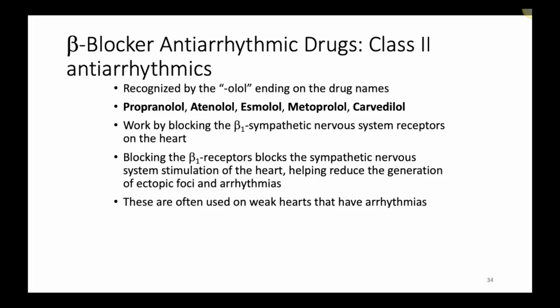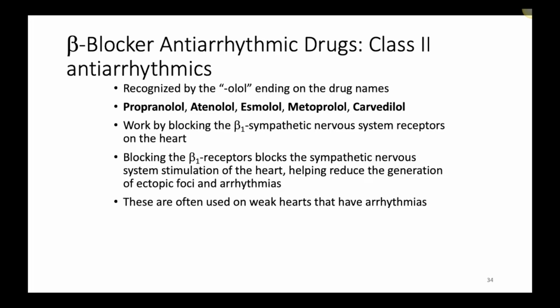All right, then we get into beta blocker antiarrhythmic drugs. These are class 2 antiarrhythmics, and they're recognized by the OL ending on the drug names. Propanolol, Atenolol, Esmolol, Metoprolol, and Carvedilol. They work by blocking the beta-1 sympathetic nervous system receptors on the heart. So if we're blocking those sympathetic nervous system receptors on the heart, it means that we're going to allow the parasympathetic effects to show through. So that is the rest and recuperate, or rest and recover.